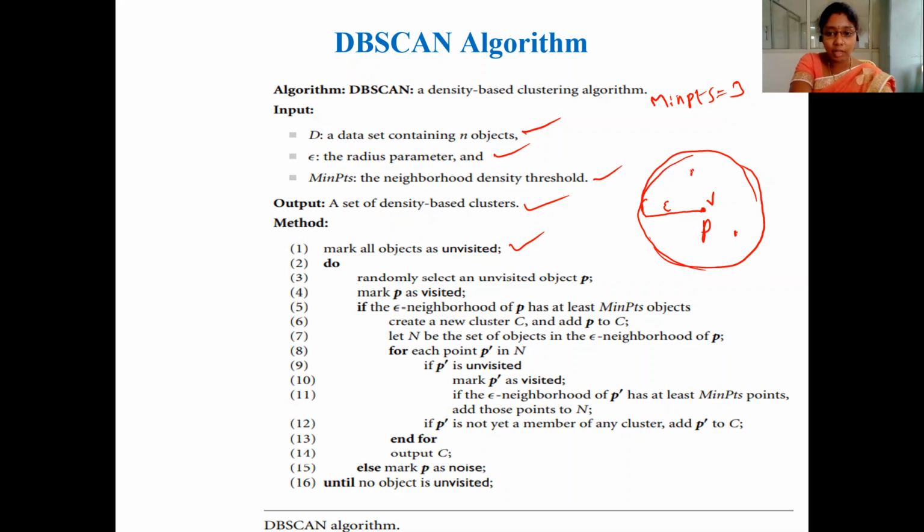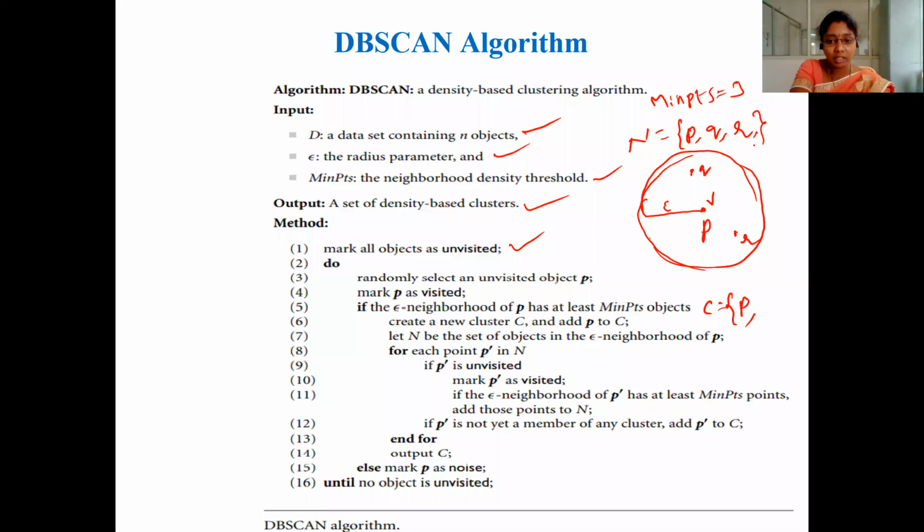then you can add P to the cluster C. So create a cluster, and to the set of elements of that cluster, add P. Now P is a part of that new cluster. Now you need to add all the remaining elements of that cluster gradually. Let N be the set of objects in the epsilon neighborhood of P. How many objects do you have here? All these objects belong to the set N. So now we have P here, Q here, and R is also there in the set N.